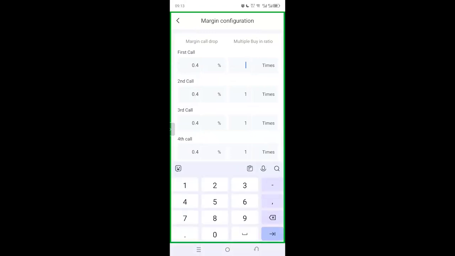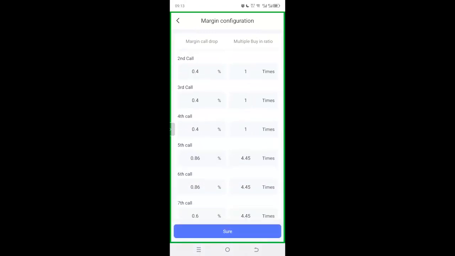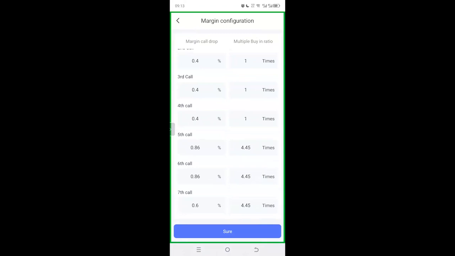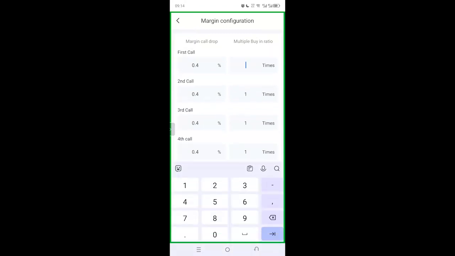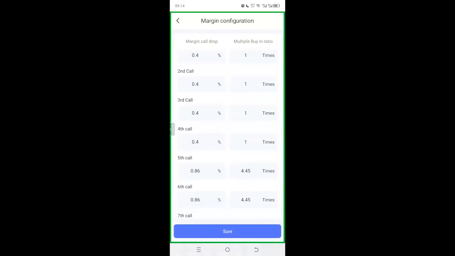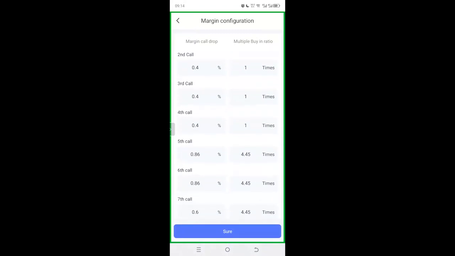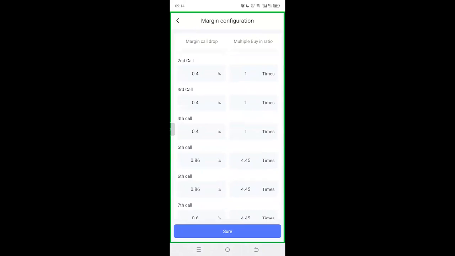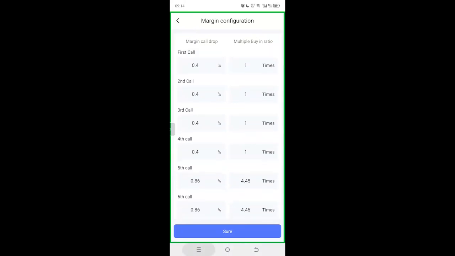What I first do here, 1, 1, 1, 1. For the first 4 margin calls, I put 1, 1. That means I want the robot to take the 7, 7, 7, 7. Then I come. What is 7 times 4?